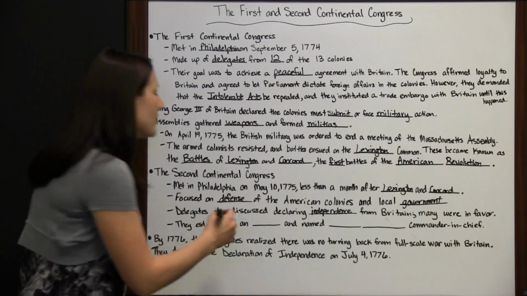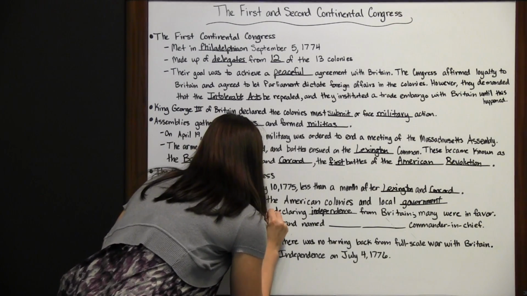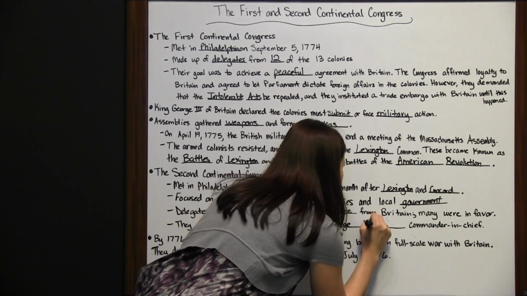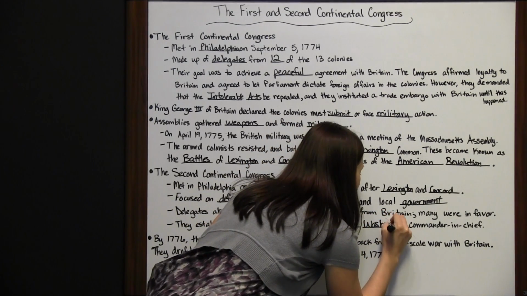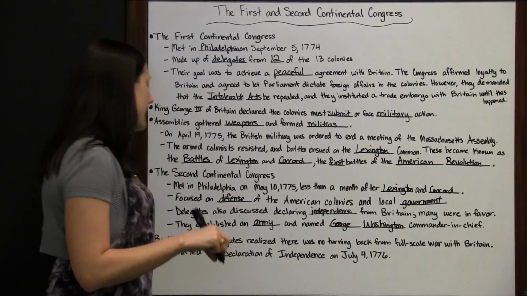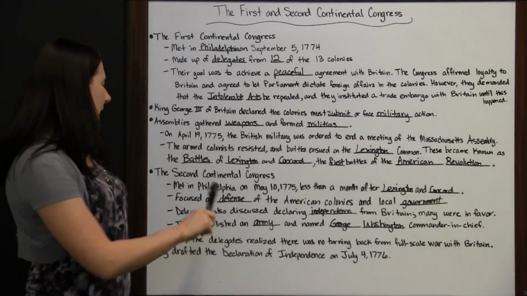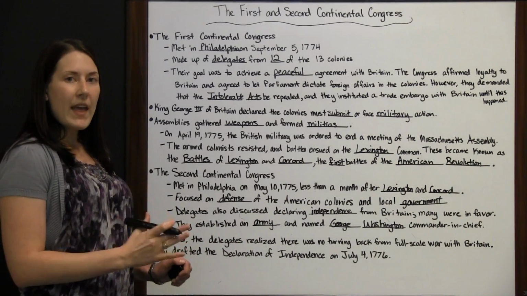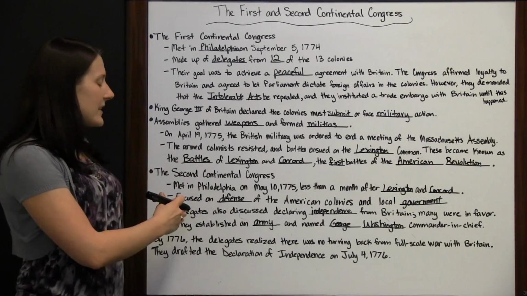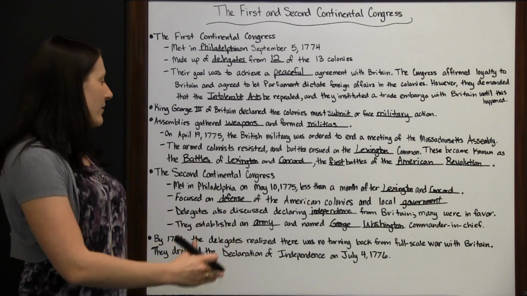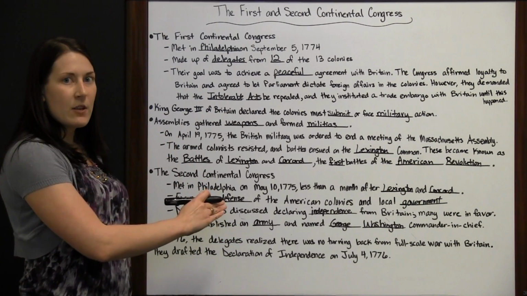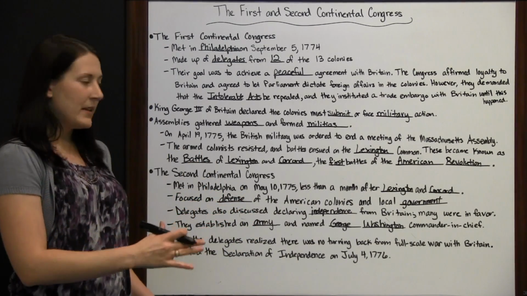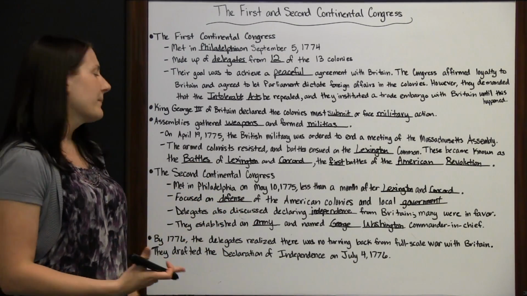So they established an army and named George Washington commander-in-chief. Now at this point, they did not decide to declare independence. They discussed declaring independence from Britain. Many were in favor, but they hadn't declared it yet. They did establish an army and make George Washington commander-in-chief. They did discuss the defense of the American colonies, which resulted in this army, and they set up a provisional local government, an idea for how that was going to be run.